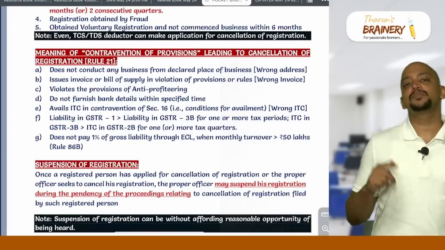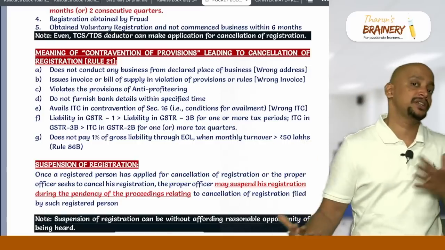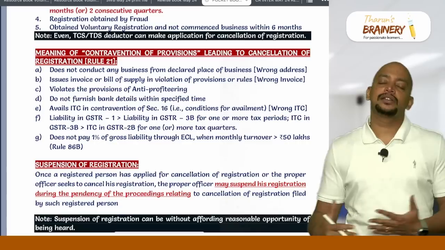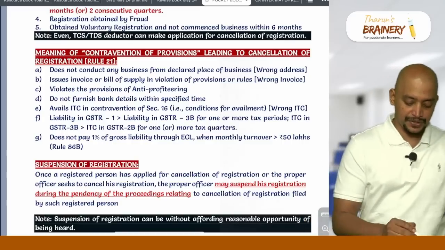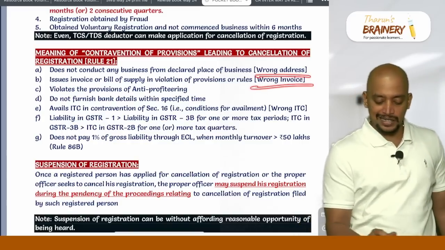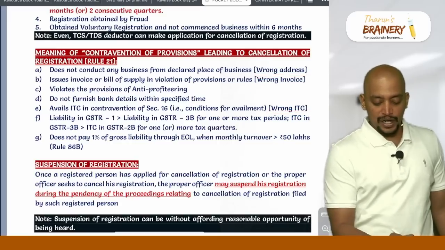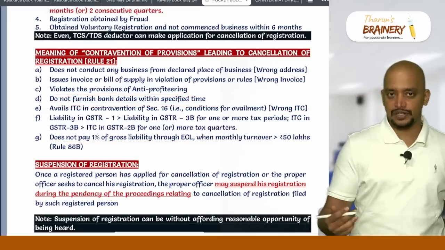Then as per rule 86B, 1% of my gross liability, FCM liability, I have to pay through the electronic cash ledger. If I have not done that, that is contravention of rule 86B, and that will also lead to cancellation of registration. So the first 3 points: wrong invoice, wrong address and wrong ITC, and the next 3: violation of anti-profiteering, violation of bank details and violation of 1% of gross liability through the cash ledger.